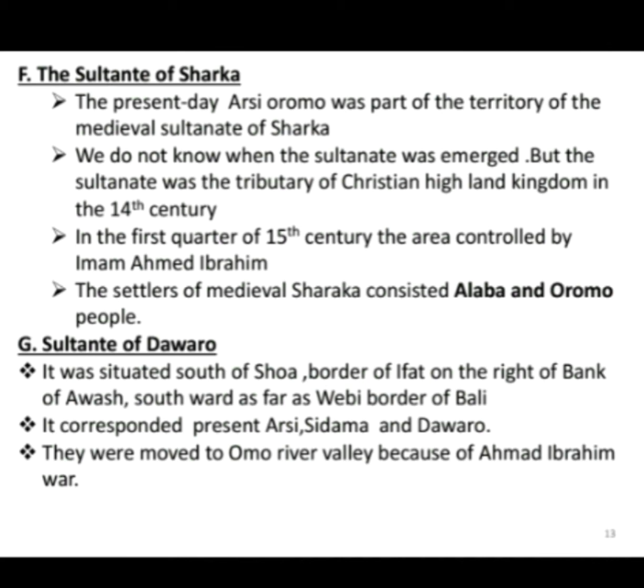The Sultanate of Dawaro. It was situated south of Shewa, the border of Ifat, on the right bank of the Awash, and southward as far as the Wabi, the border of Bale. It corresponds to present Arsi, Sidama, and Dawaro. They moved to the Omo River Valley because of the Ahmed ibn Ibrahim war, or the Gragn Ahmed war.